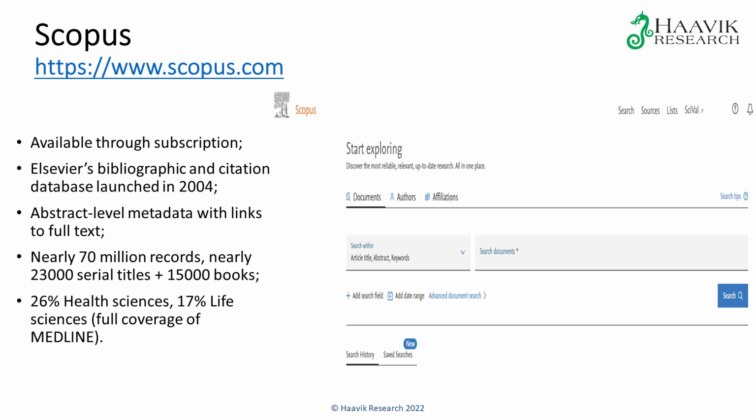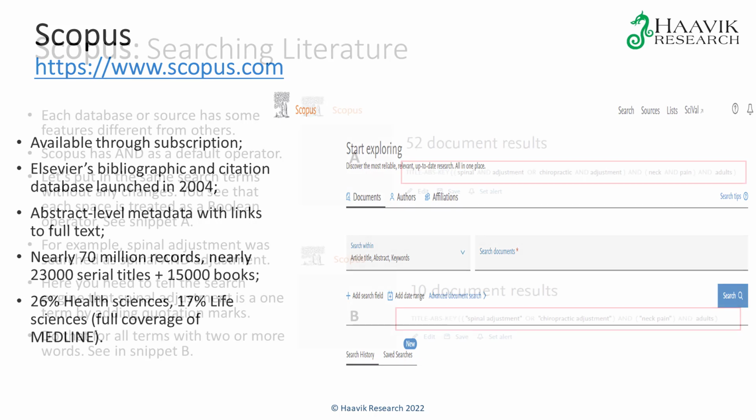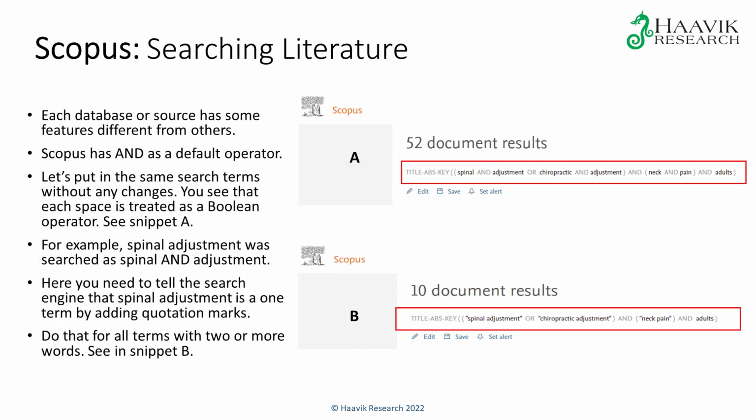So it contains nearly 70 million records, so nearly 23,000 serial titles and 15,000 books. So of which 26% is health sciences, 17% is life sciences, and includes full coverage of Medline. So each database or source has some feature that's a little bit different from others. So Scopus also has AND as the default Boolean operator.